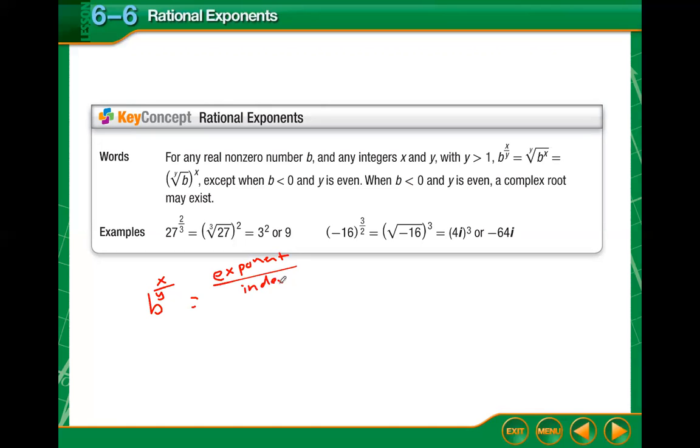You might see the word power over index, power over root, something to that extent that they might try to help you remember which placement goes where.